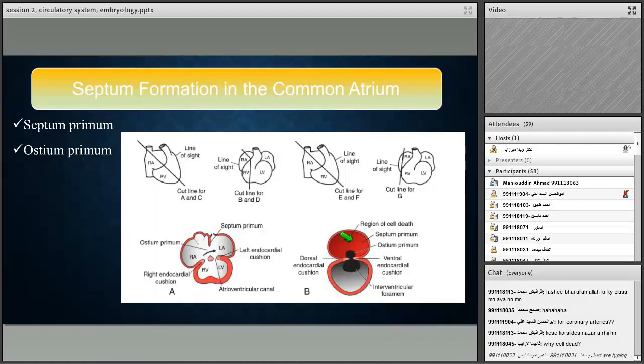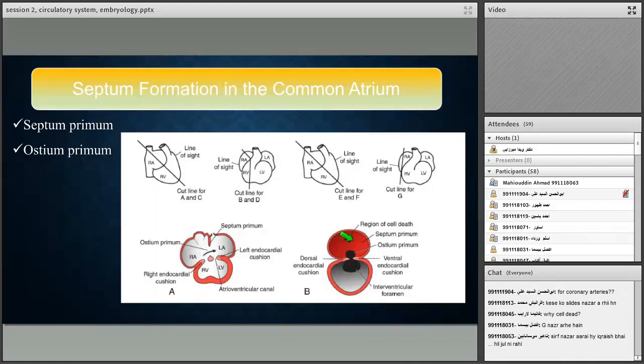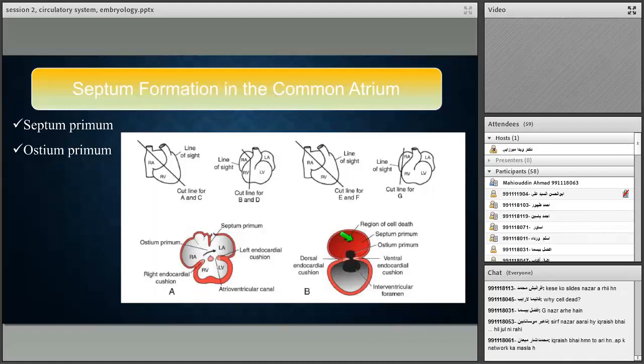No, where are the coronary arteries? We are talking about the atrium. Don't be confused. We are talking about the septum formation in the atrium. Interatrial septum.